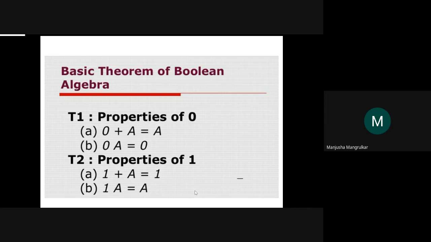That means if A is equal to 0, A AND 1 gives you 0. And suppose A is equal to 1, then 1 AND 1, your result is 1. So whatever the value of A, that will be the result of ANDing. So these are two very important properties.